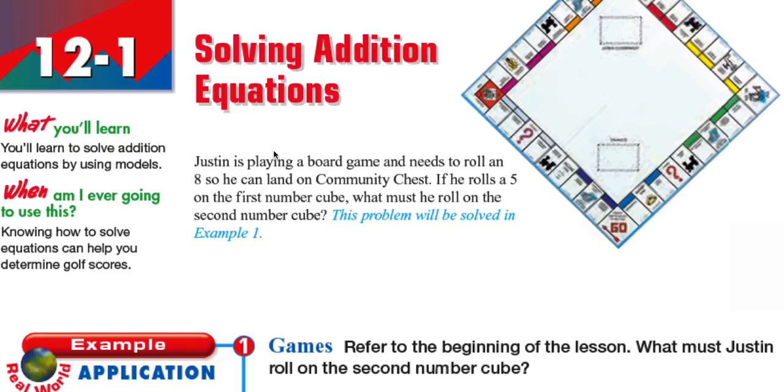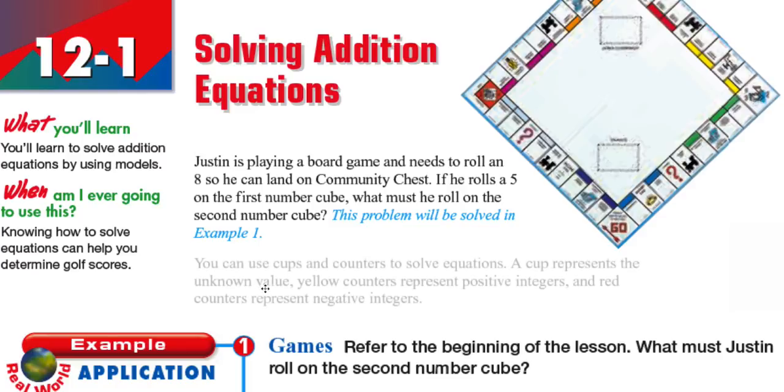So let's take a look at this example in Monopoly. Justin is playing a board game and needs to roll an 8 so it can land on community chest. If he rolls a 5 on the first number cube, what must he roll on the second number cube? And we will solve this in example 1.